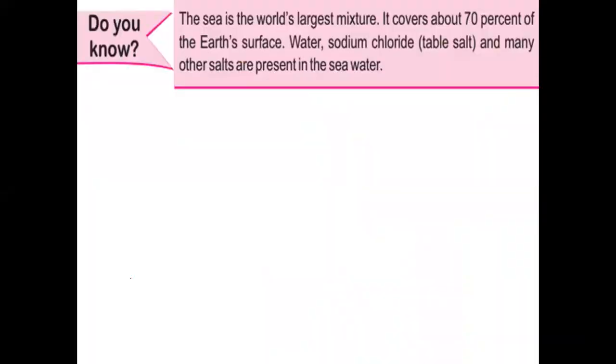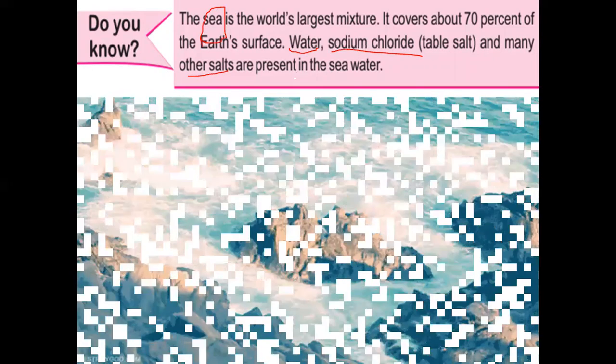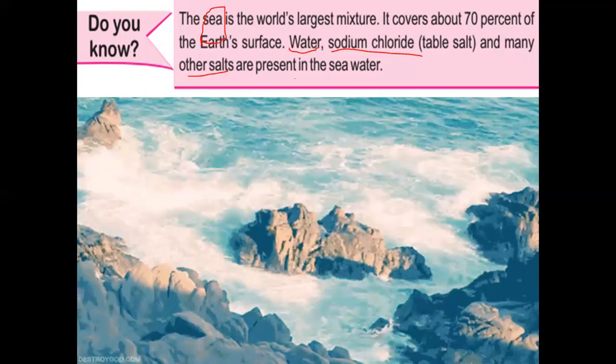So if we know the very big, the largest mixture in the world, what is that? Sea. Yes, sea. Because it covers 70% of our surface, and it is a mixture of water and sodium chloride, meaning salt, as well as not only sodium chloride but potassium chloride and other salts mixed with the seawater. That's why it is called the largest mixture of the world.